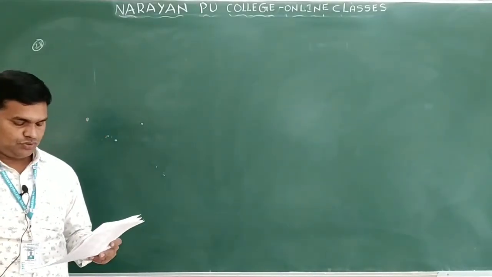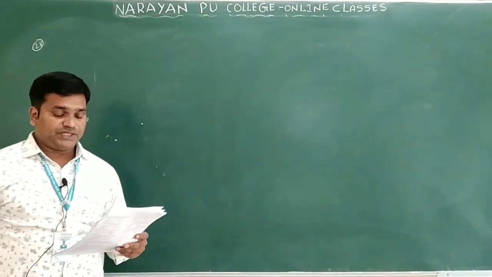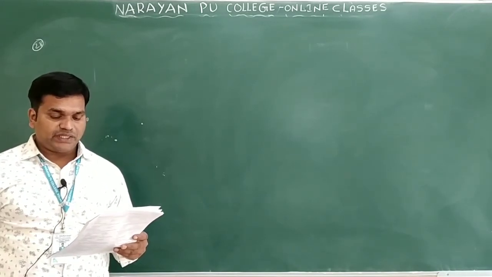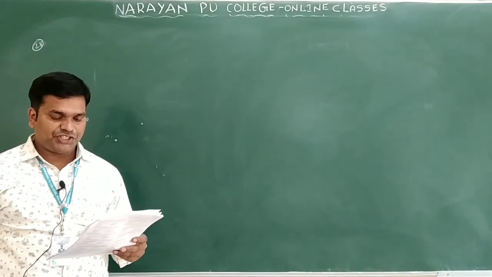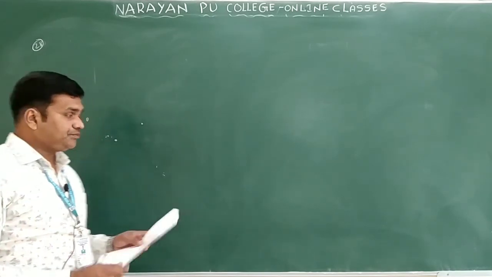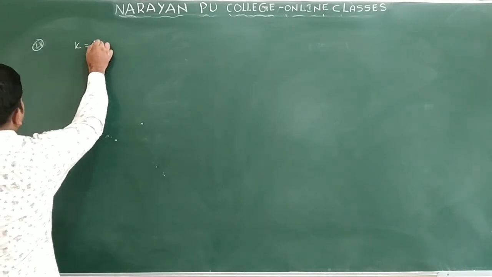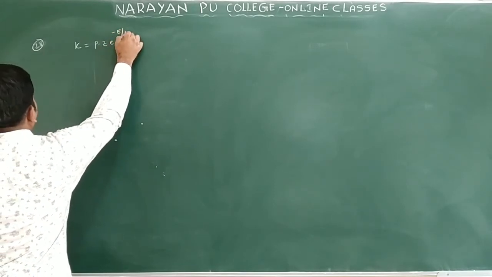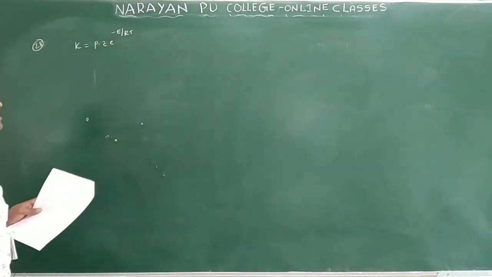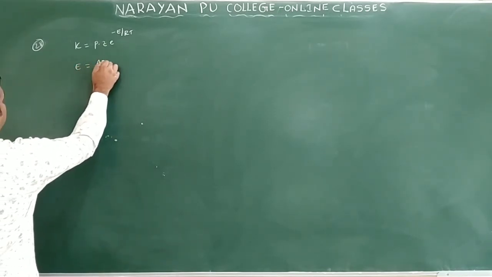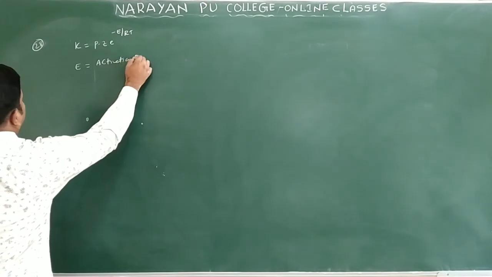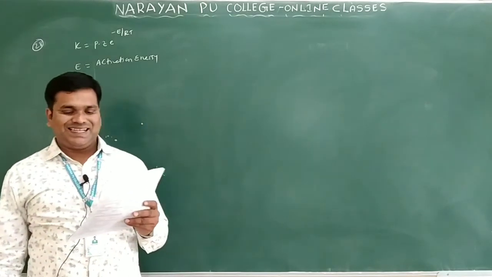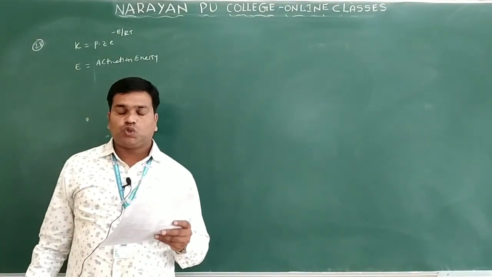See the next question, question number 28. The rate constant of the reaction is given by the equation K is equal to P into Z into E power minus E by RT. Which factor should register a decrease for the reaction to proceed more rapidly? You can imagine here E is equal to activation energy. Here what they are asking, which factor should register a decrease for the reaction to proceed more rapidly?